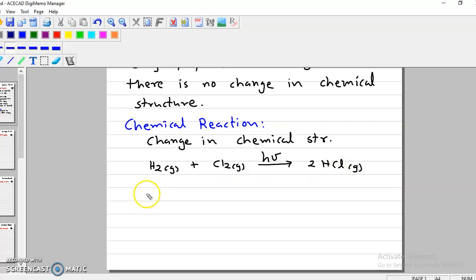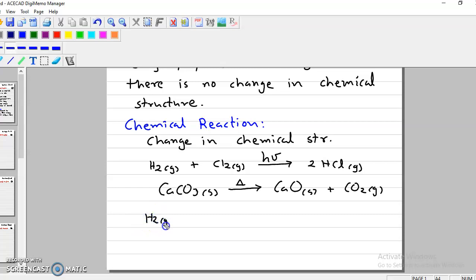Normally students consider that reaction means there will be two or more reactants which will give the change. No, it's not necessary. Sometimes only one reactant can also give chemical change. That is decomposition reaction, like heating calcium carbonate, we will get calcium oxide and carbon dioxide. This is a chemical reaction. Why? Because reactant and products are totally different in terms of chemical composition.